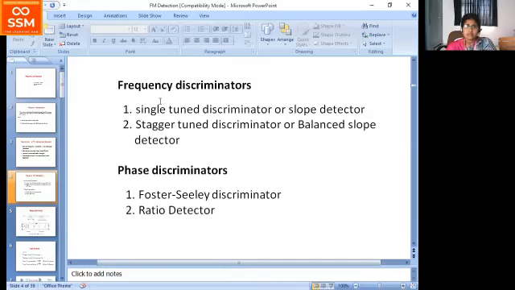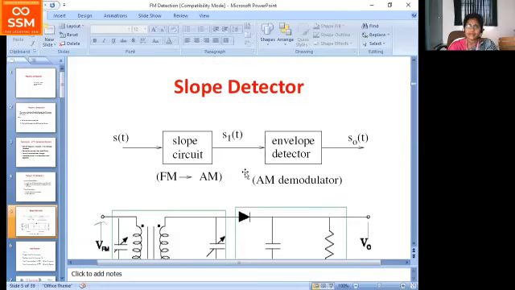Now we are first going to discuss the single tuned discriminator, simply known as the slope detector. The slope detector consists of two circuits, the slope circuit and the envelope detector. The input given to the slope circuit is the FM waveform, the frequency modulated signal. The slope circuit converts the FM into the corresponding AM, amplitude modulated signal. That amplitude modulated signal is given as input to the second circuit, the envelope detector. The envelope detector extracts the modulating signal from the AM signal.